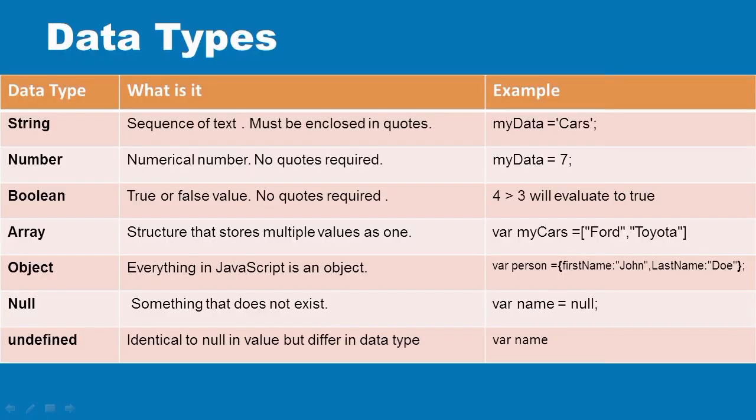The final data type I want to talk about is called undefined. Undefined is similar to null. The only difference is that they are different data types. Undefined is undefined, while a null data type is an object data type.